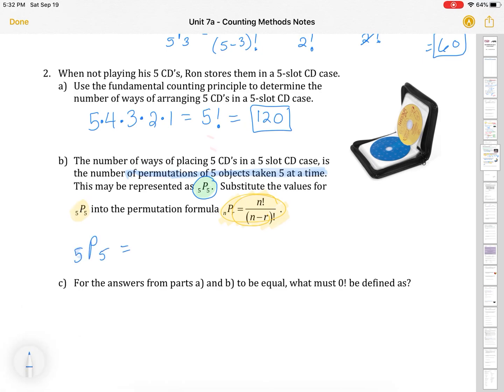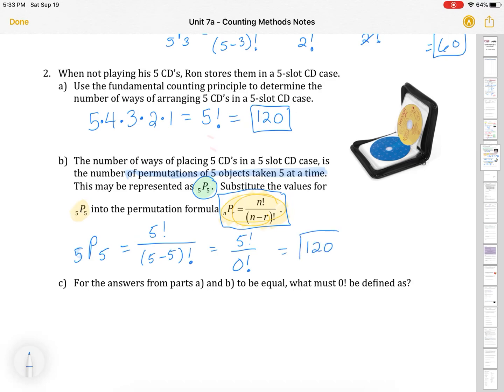5P5 equals, filling it into this formula here, 5 factorial over 5 minus 5, because n and r are the same thing in this case. We get 5 factorial over 0 factorial.